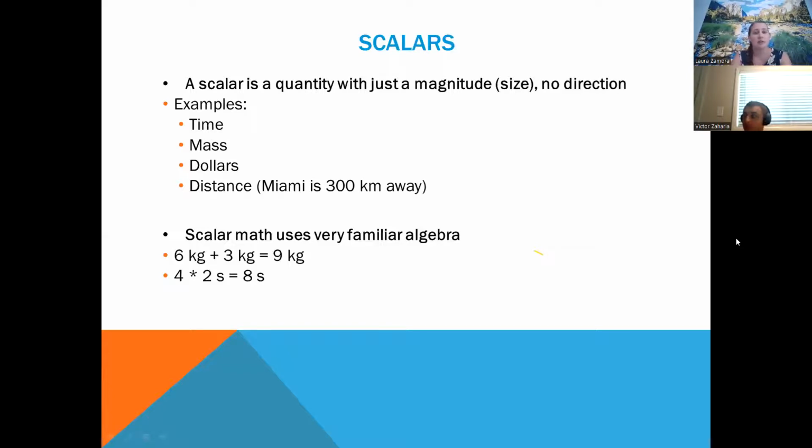Okay. So when we use scalar quantities, the math is very simple and straightforward, right? So if we're just adding together two masses, for example, 6 kilograms plus 3 kilograms equals 9 kilograms. Great. And we know from yesterday that our units must be consistent with each other when we're adding and subtracting. And we can see there in that example, it is consistent. Kilograms plus kilograms equals kilograms. Right? Even when we're multiplying or dividing scalar quantities, the math is still very straightforward. 4 times 2 seconds is 8 seconds. Right? So that's nice and simple and good.